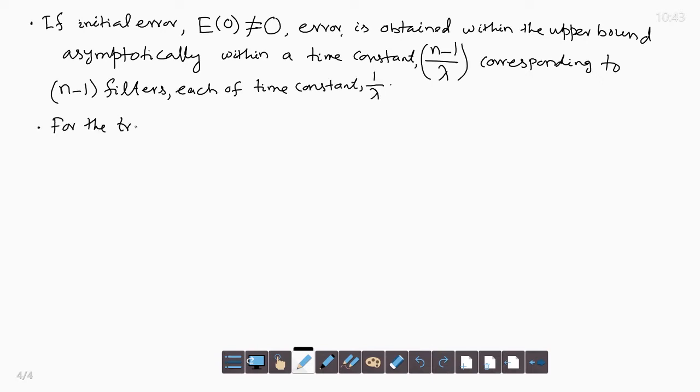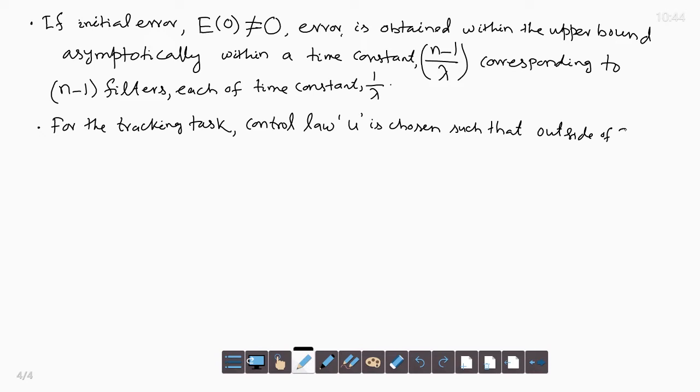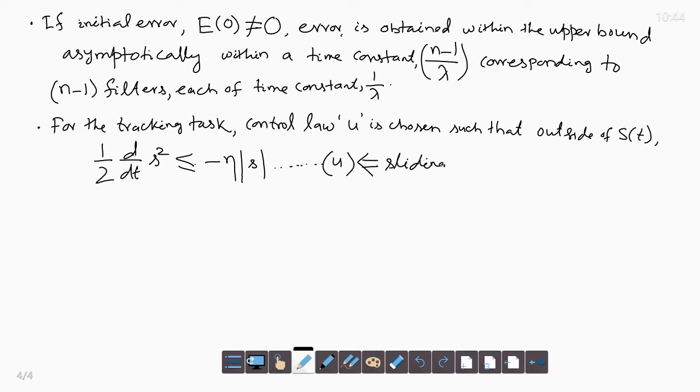For the tracking task, control law u is chosen such that outside of S(t), on the surface, half of d by dt of s squared is less than or equal to minus eta into magnitude of s. This is equation 4, which is the sliding condition.